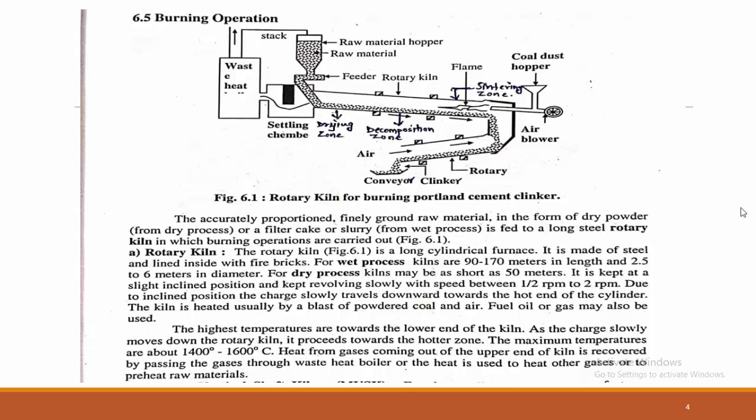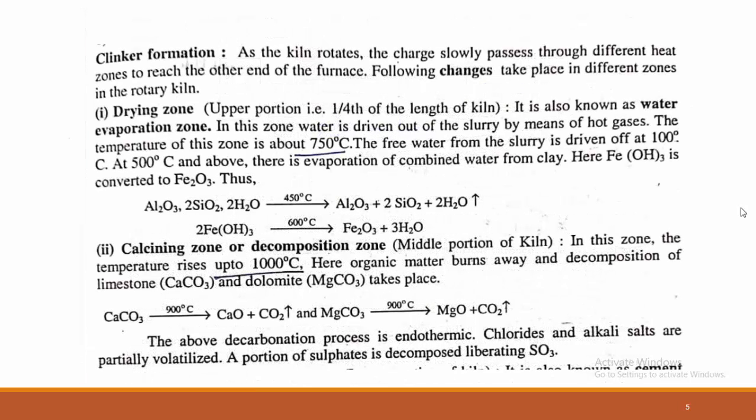That is the top section, which is the drying zone, the middle section, which is the decomposition zone, and the lower end, which has the flame zone, which is the sintering zone. You can see here the rotary kiln, where clinker formation is divided into three zones.